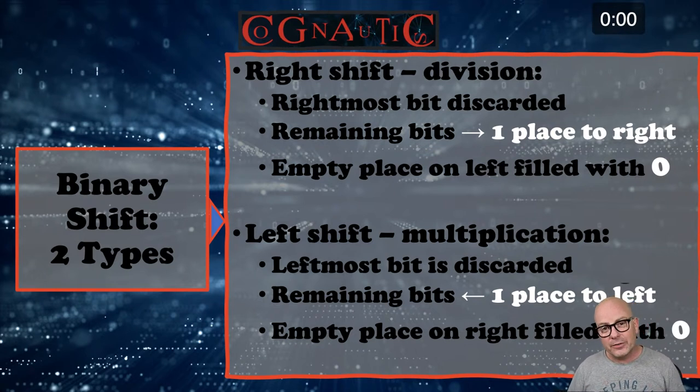Okay, exactly the same with the left shift. Left shift is multiplying. Find a mnemonic to remember that. I couldn't think of one. The left bit is discarded. The remaining bits go one bit to the left. And again, the empty place on the right is filled with a 0. But it does mean that the result is less accurate because you lose that last number.